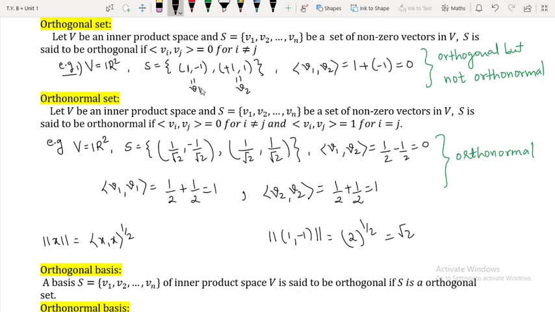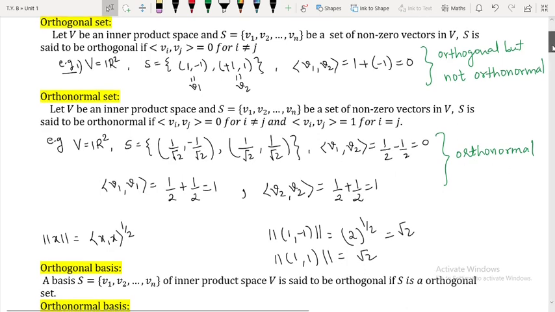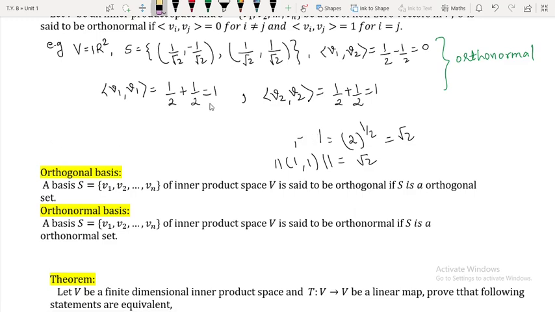Similarly, what will be the norm of this 1, 1? This will also be root 2. So simply what I have done is I have divided this vector by its norm, and similarly I have divided this vector by its norm. So it means I have converted this orthogonal set to what? Orthonormal set. So this is also possible. If you have an orthogonal set, you can easily convert it to orthonormal by dividing each vector by its norm. Okay, this we have already learned in the second year itself.